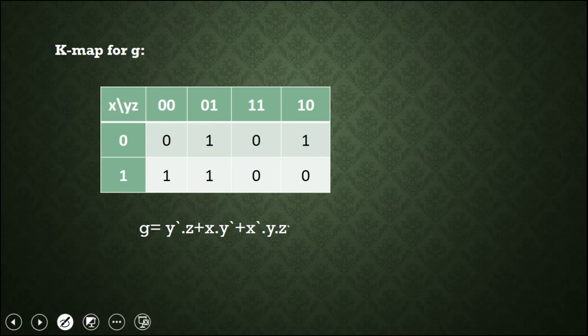Now for our last output, K map for G, we can make this first group, where the changing bit is Y, and the resulting logic for this group is Y complement Z. This will be the second group, and the changing bit in this group is Z, so the result is X Y complement, as mentioned here. Now this one cannot be grouped with any other one, so we will write it down individually. So the result for this one will be X complement Y and Z.